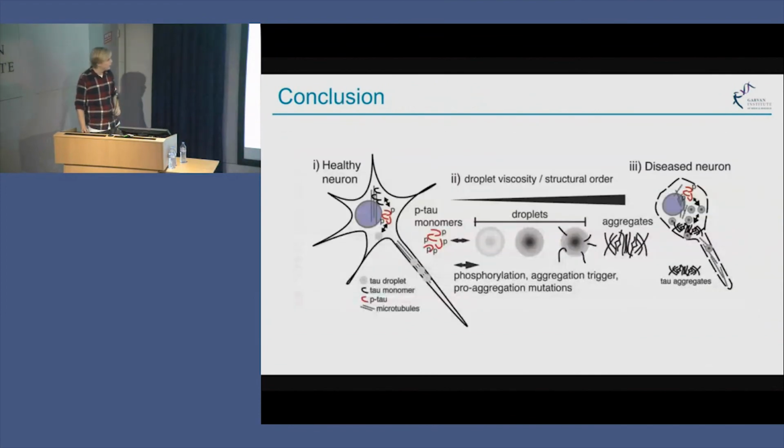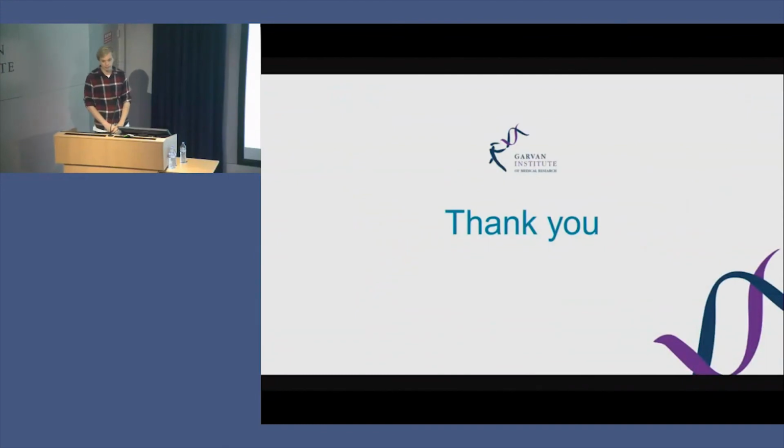So what I've tried to talk about today is, when we're young, we have very healthy neurons. We have these dynamic assemblies which are very important for a whole host of functions. As we get older, they seem to form these aggregates which seem to stick together. And when enough of these aggregates form, they seem to be linked to diseased neurons. And the relationship between these two phenomena and how we control them, I believe, is very important for understanding neurological diseases. Thank you very much for your time.